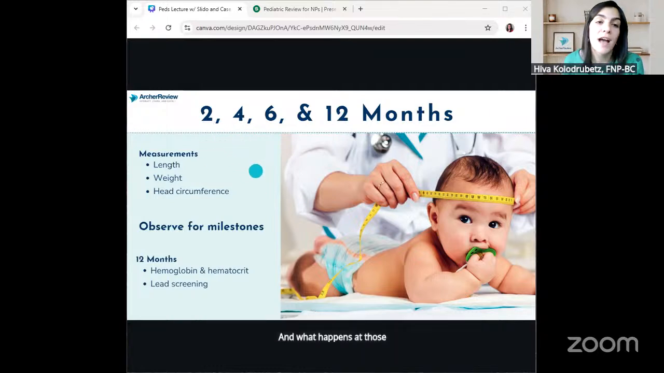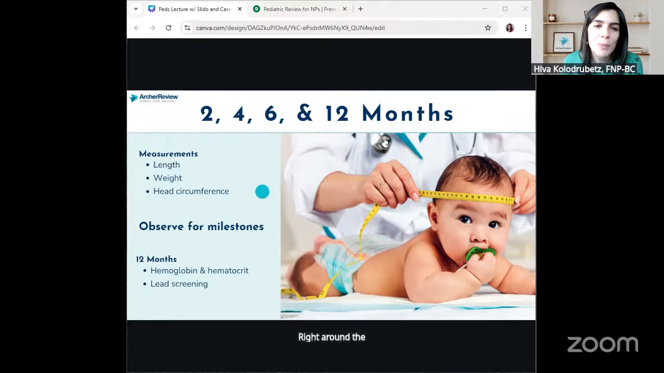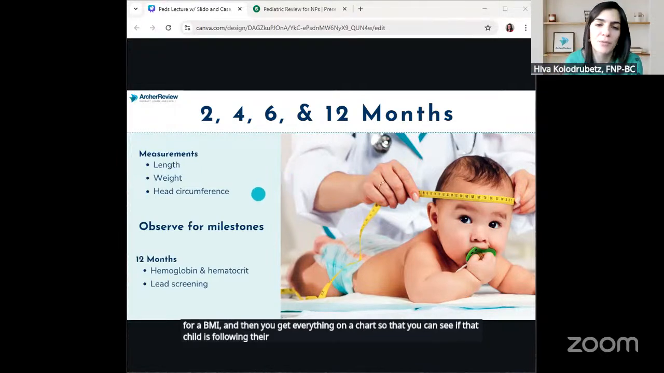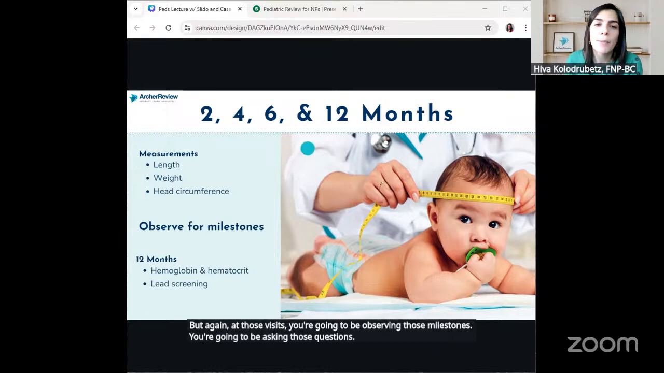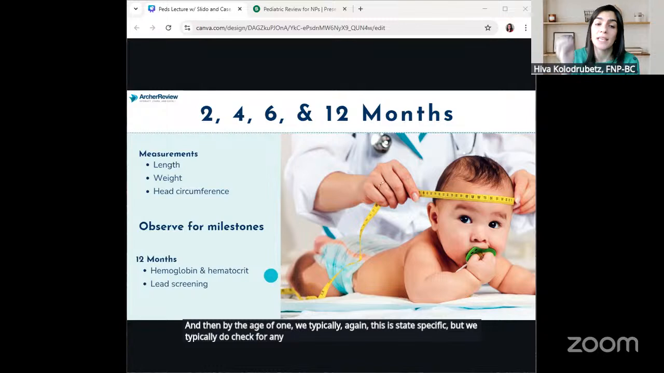And what happens at those visits? We start to do a lot of measurements. So we're measuring length, we're measuring weight, we're measuring head circumference. Right around the age of 2, most offices switch out that head circumference for a BMI, and then you get everything on a chart so that you can see if that child is following their growth curve, right? And we'll talk about that in a few slides. But again, at those visits, you're going to be observing those milestones, you're going to be asking those questions. And then by the age of 1, we typically, again, this is state specific, but we typically do check for any signs of anemia. So we check the hemoglobin and hematocrit. And then most states also do a lead screening.